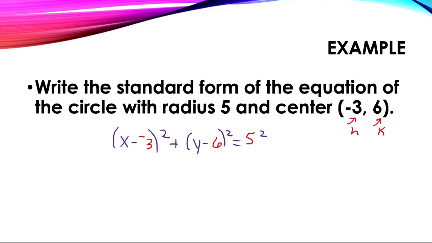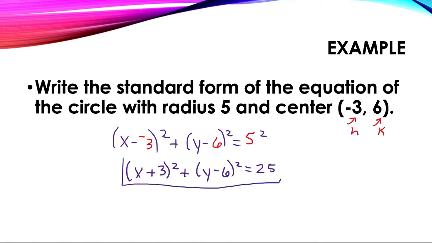Now let's go ahead and simplify. So x minus -3 is going to become x plus 3. Y minus 6 will stay y minus 6 squared. And 5 times 5, 5 squared, is equal to 25. So now we have the standard form of the equation of a circle.